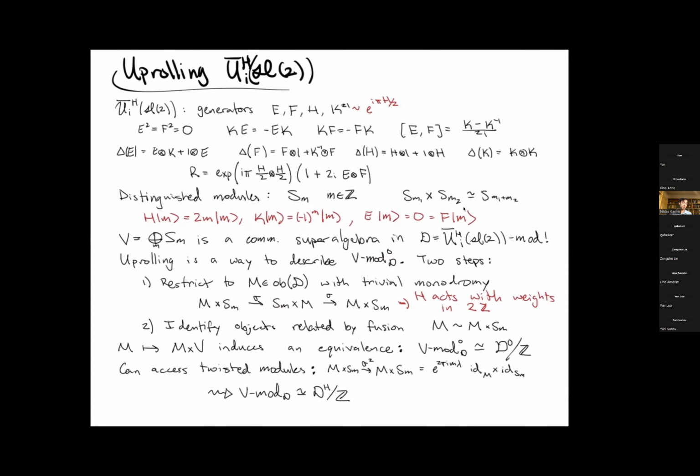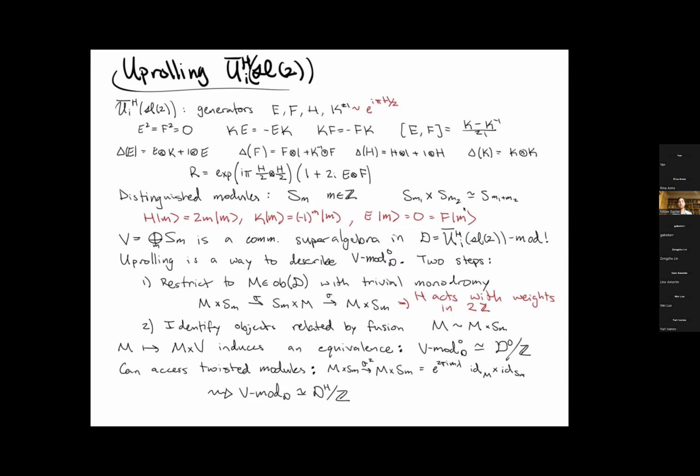There are two steps to this uprolling procedure. If we want to get genuine modules for V, we have to restrict to modules inside of D that have a trivial monodromy with the generator S_m. I take my putative module M, tensor it with S_m, and do this double braiding. I want this to be a trivial morphism from M tensor S to itself. This constrains what the weights of H can be. In particular, we're not allowed to have an arbitrary choice of M. We're required that H acts semi-simply with even eigenvalues. Any one of those modules will have a trivial double braiding with any one of these S_m's.